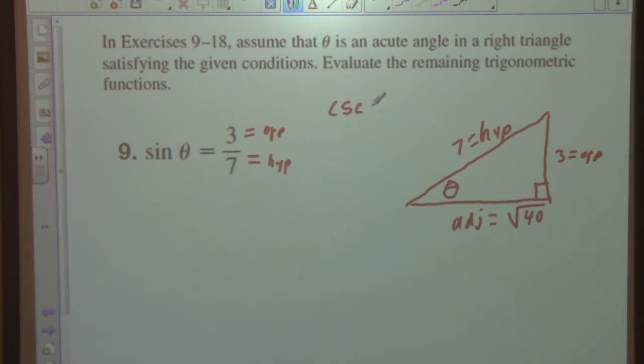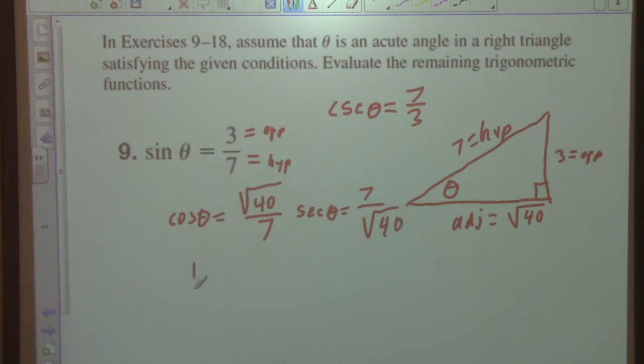And so our cosecant is equal to 7/3, and we can write that down without even doing anything else, right? And our cosine theta is equal to square root of 40 over 7. And our secant theta is equal to 7 over square root of 40.